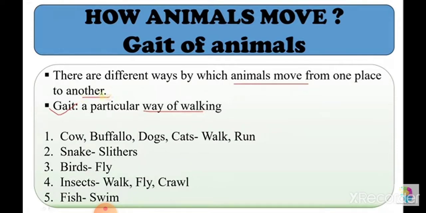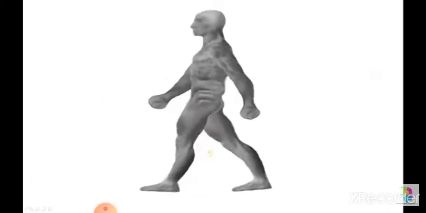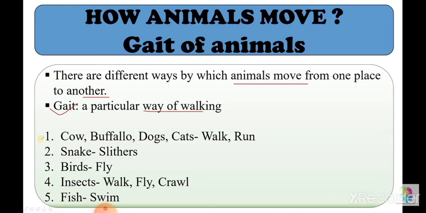If we talk about human beings, it's quite simple. We use our legs to move from one place to another. If you talk about cow, buffalo, dogs, cat, they walk and run to move from one place to another. A snake slithers. Birds fly. Insects walk also, fly also, crawl also, right? Now fishes swim and move from one place to another.